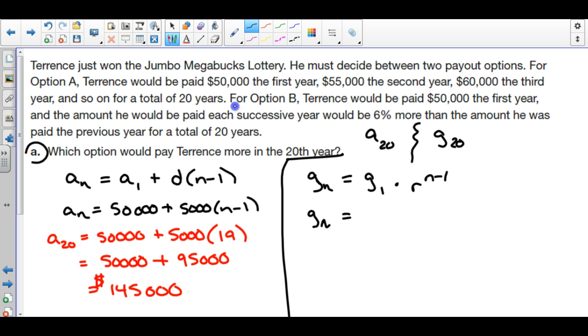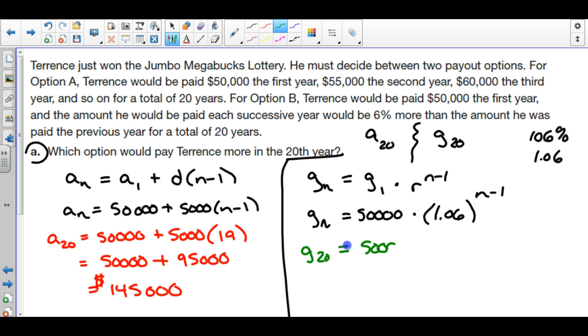So gn equals, we're going to take our first amount, which is 50,000, and multiply by my common ratio. So he's getting a raise of 6%. So every year, he gets 100% of his money plus this 6%. So if he's getting 106% as a decimal, that comes out to 1.06, and that would be his base number. So that's the common ratio raised to the n minus 1 power. Now what I want to do is evaluate g of 20. So I'm going to take $50,000 times 1.06 to the 20 minus 1, which is 19.